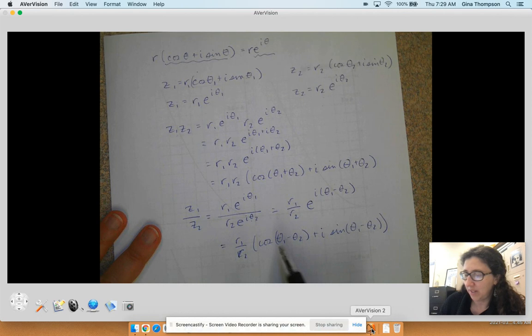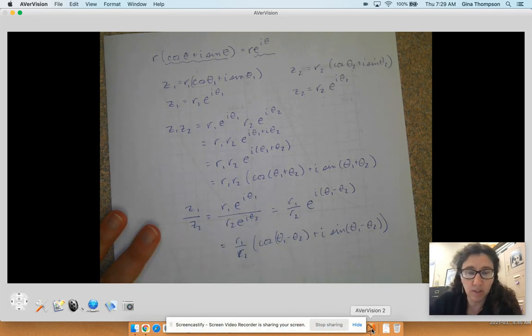But again, this isn't intuitive for me to remember. Using this form, I don't even have to remember anything. I can just easily derive it from one-step properties of exponents. Okay.